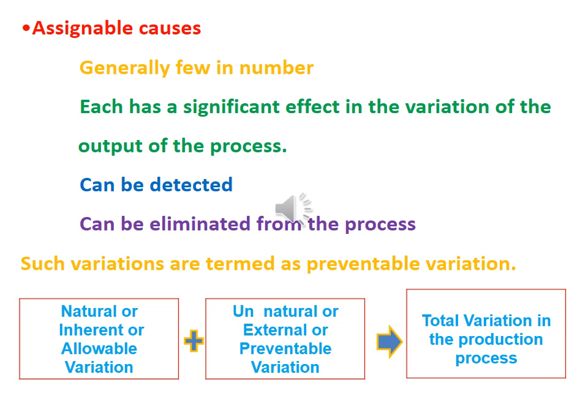Assignable causes are generally few in number, each has a significant effect on the variation of the output of the process, can be detected, and can be eliminated from the process. Such variations are termed preventable variations. Natural or inherent or allowable variations plus unnatural or external or preventable variations will be the total variations in the production process.